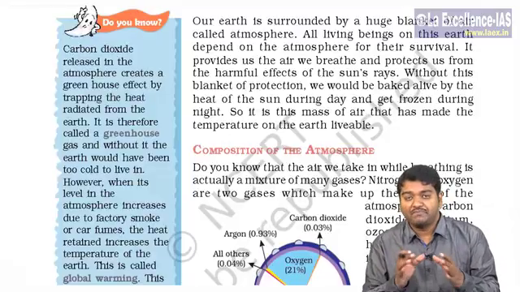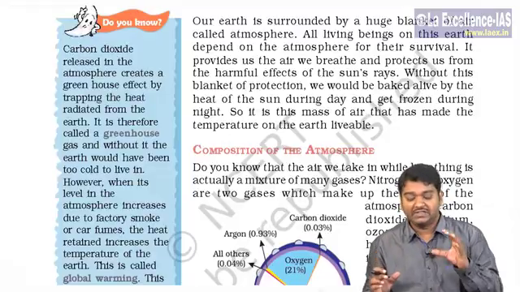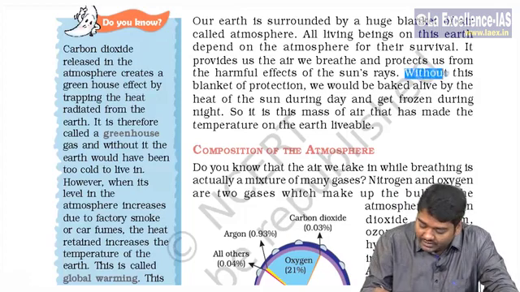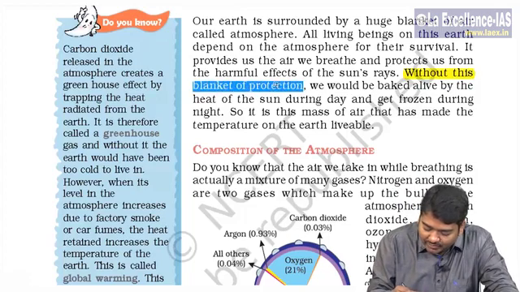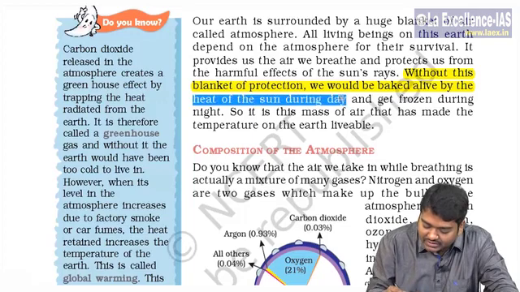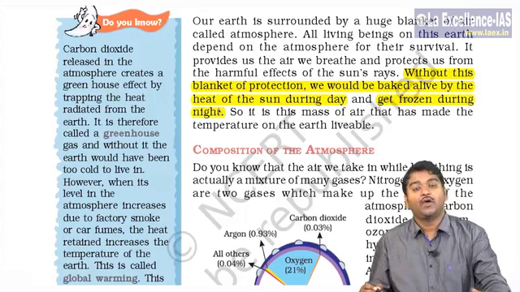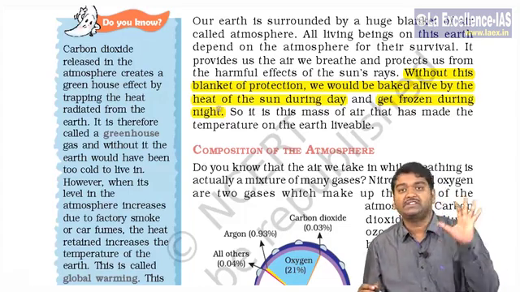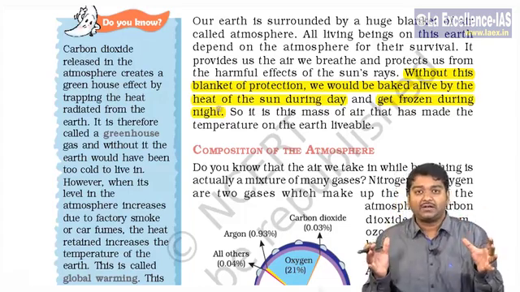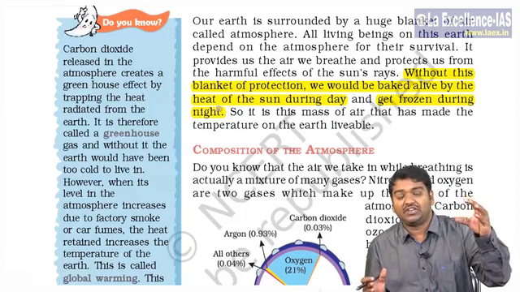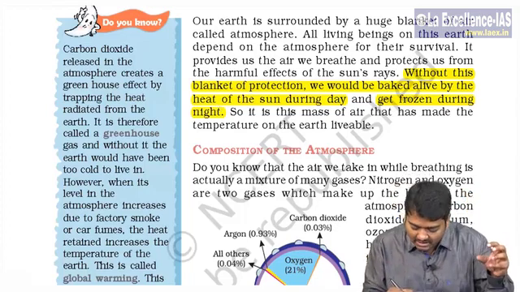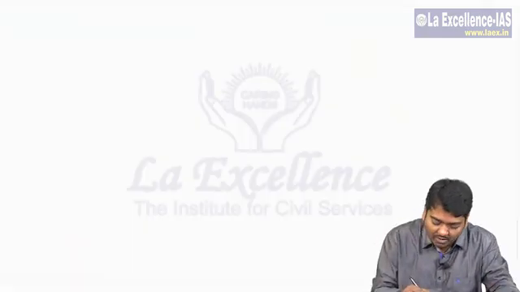The first major thing that you need to observe in this chapter is, without this blanket of protection, we would be baked alive by the heat of the sun during the day and get frozen during the night. What is the meaning of this particular statement? It says that the sun's insolation heats the earth's atmosphere or earth.